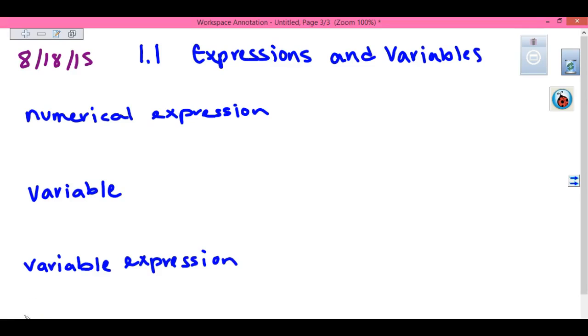Today we're talking about expressions and variables. Let's start by talking about a numerical expression. What comes to mind when you hear numerical expression? Anybody? An expression that uses numbers. Yes. So a numerical expression consists of numbers and operations.